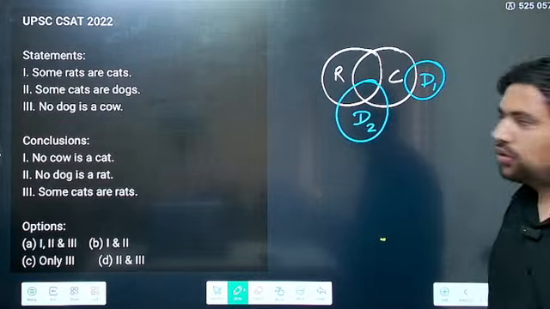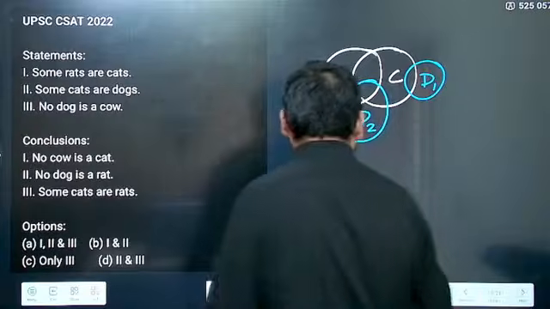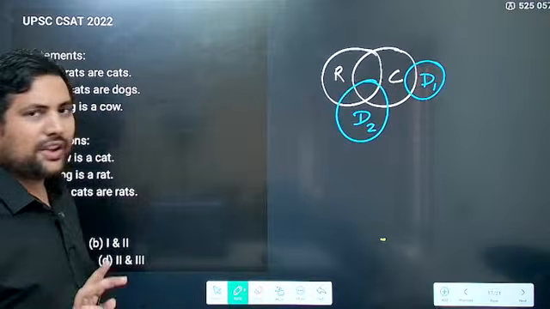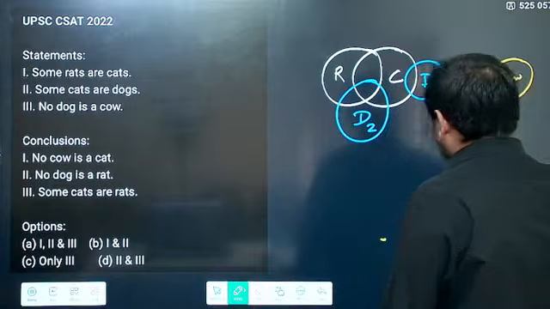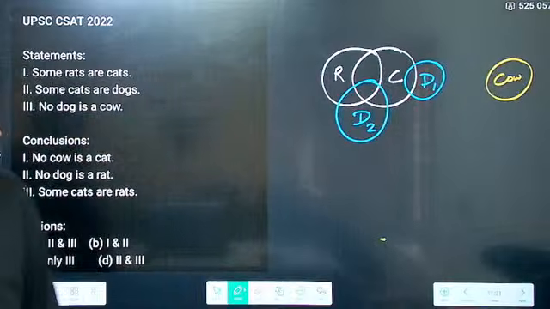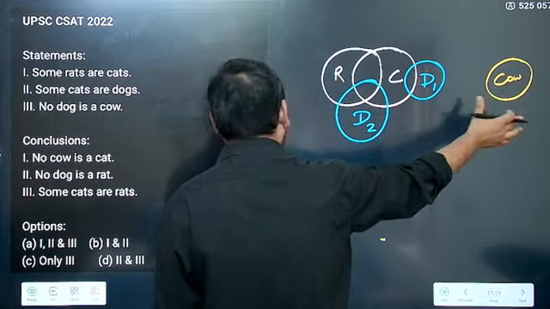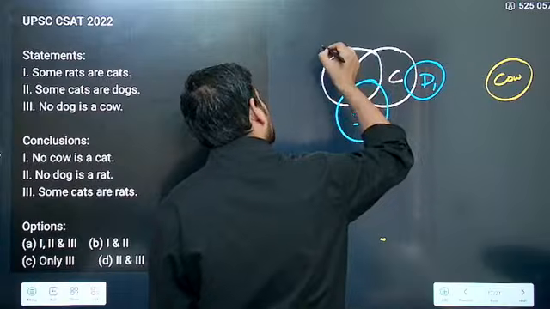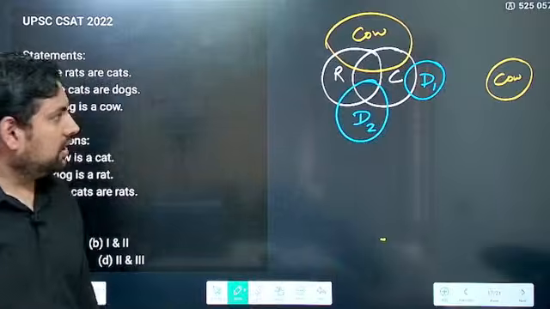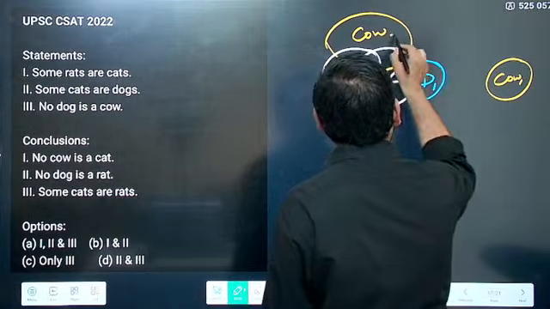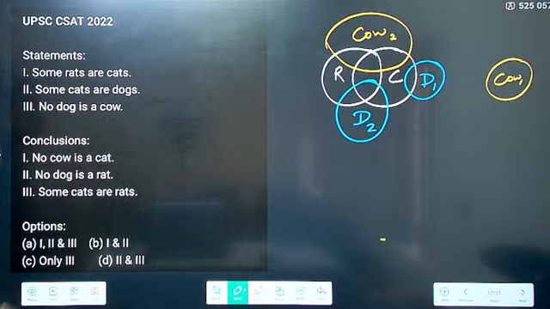Then, no dog is a cow. How do I draw this? Either I can draw cow very shyly, very separate. No dog is a cow, this is holding. The other way: no dog is a cow means dog and cow don't have an intersection, but there is no restriction on R and C, so I can have a cow here. So this is cow 1, this is cow 2. These are the diagrams that are possible. No dog is a cow is also done.